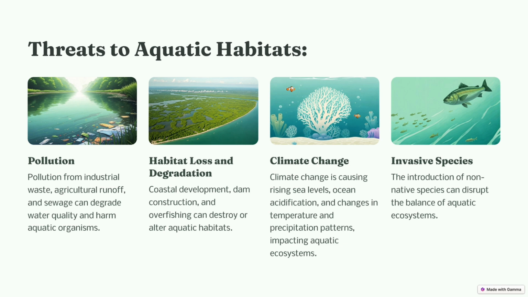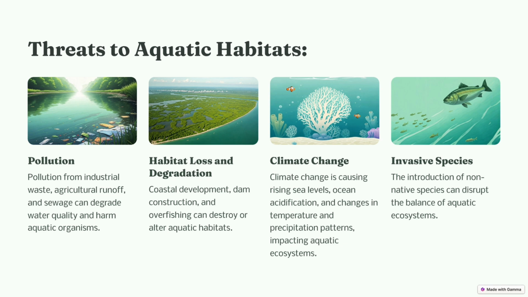So now we have threats to aquatic habitat. So ano ba yung mga posibleng mga dahilan ng pagkasira ng mga aquatic habitat? So number one will be pollution. Pollution from industrial waste, agricultural runoff, and sewage can degrade water quality and harm aquatic organisms. So kasama na dyan yung plastics na itinatapon sa bodies of water.